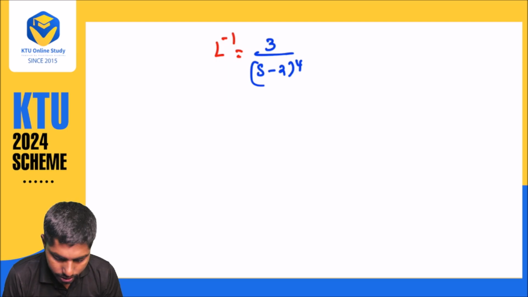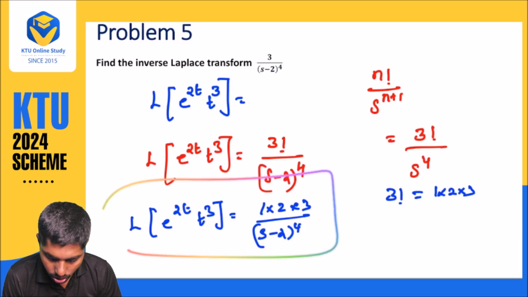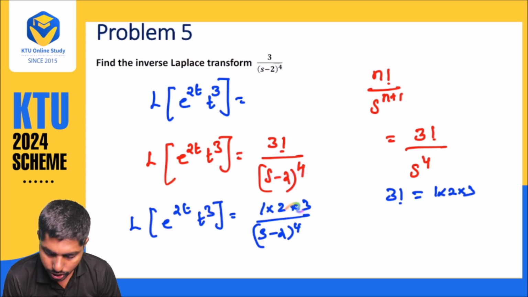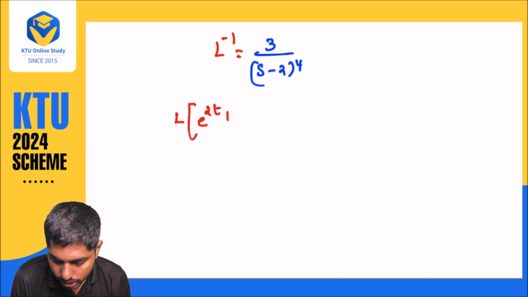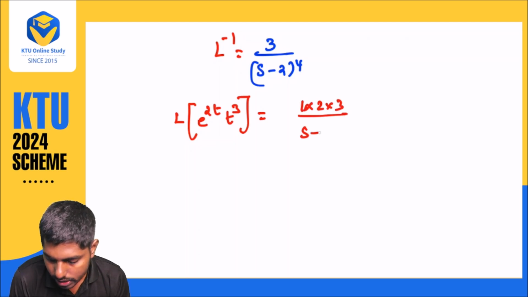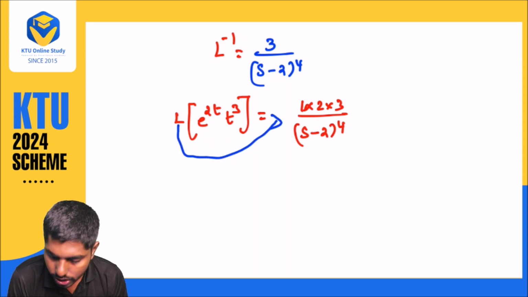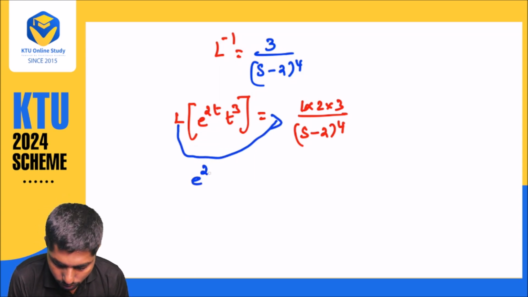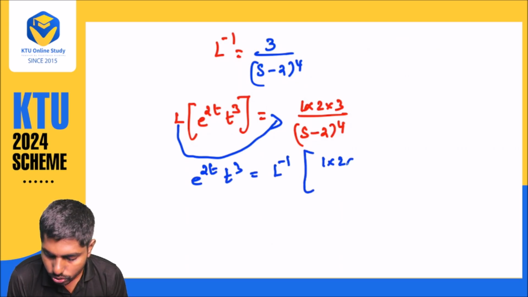Till now what have we reached? We have reached L of e to the power 2t t cube is equal to 1 into 2 into 3 divided by (x minus 2) the whole power 4. Now taking this L to the other side, it becomes L inverse. So e to the power 2t t cube is equal to L inverse of 1 into 2 into 3 divided by (x minus 2) the whole power 4.